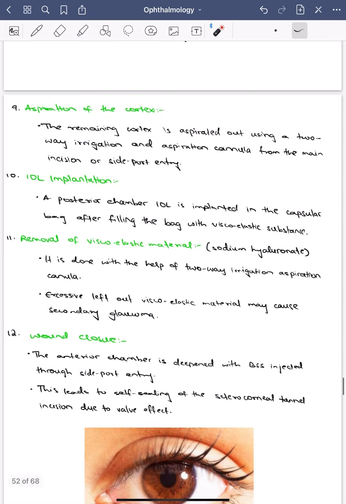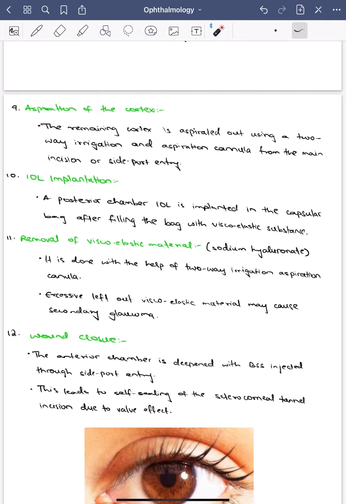Ninth is the aspiration of the cortex. Now the remaining cortex is aspirated out using a two-way irrigation and aspiration cannula from the main incision or the side port entry. Then we have the intraocular lens implantation. Now a posterior chamber intraocular lens is implanted in the capsular bag after filling the bag with viscoelastic substance. So we remove the cataractous lens, and we place a pseudo lens, that is an intraocular lens, in the place of the cataractous lens, so vision can improve.